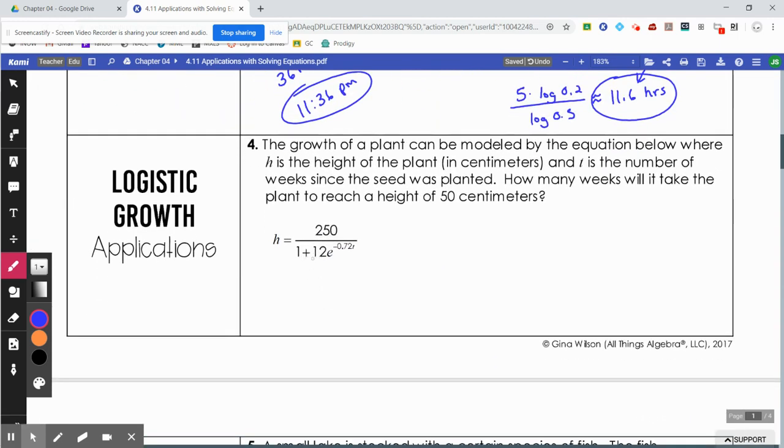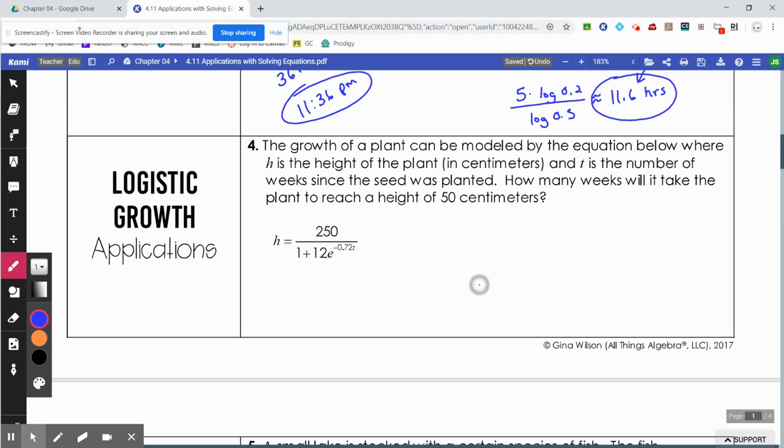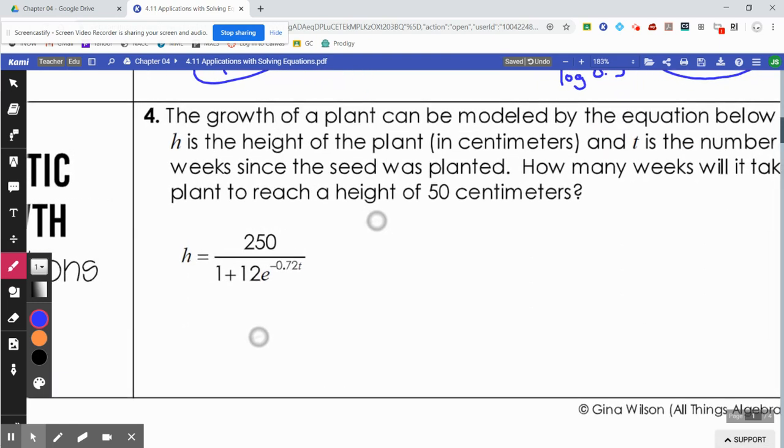Okay, number 4. We have a logistic problem, and a logistic, if you remember correctly, is exponential and then levels off. So it looks something like that. And this right here is where it levels off. That's going to be your extreme value. You're going to have a horizontal asymptote at that 250. So let's try to work this.